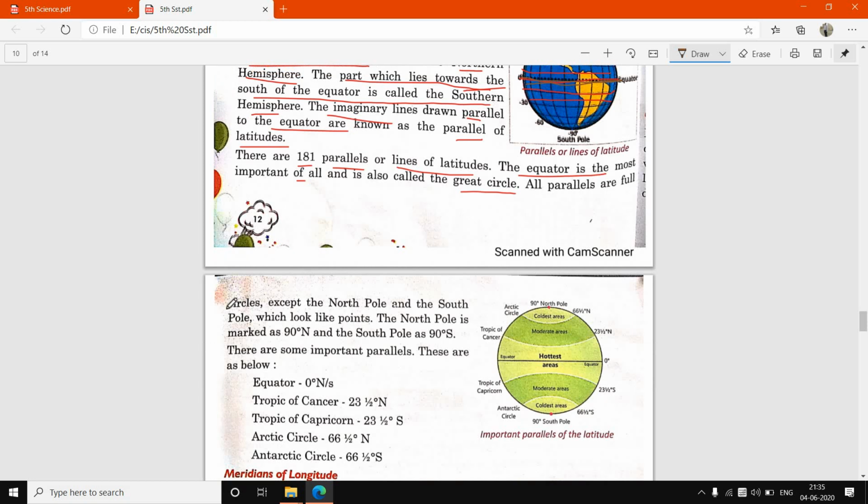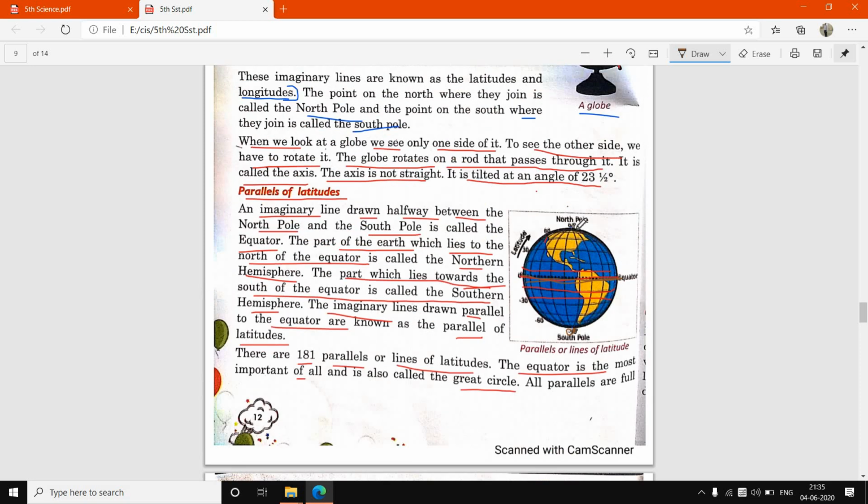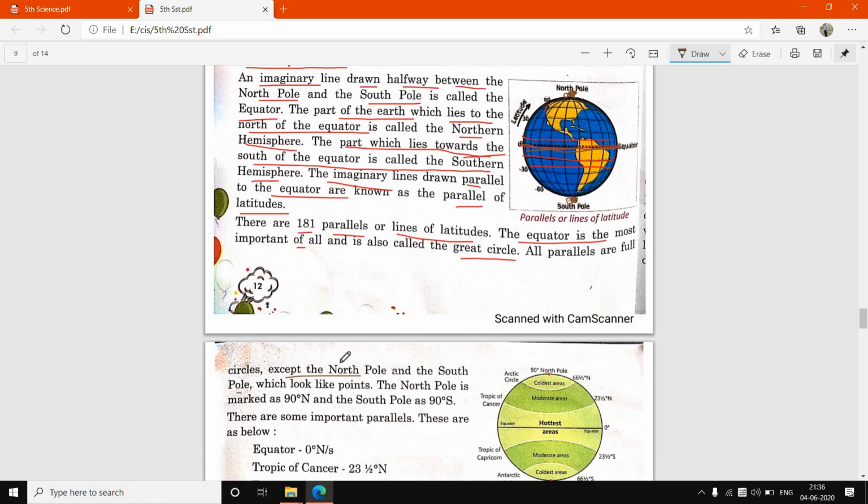All parallels are full circles. These parallels make full circles around this globe except at the North Pole and South Pole. Here this is the South Pole and here this is the North Pole. The North Pole and South Pole work as points, and except for these two poles, all the parallels or lines of latitude make complete circles.